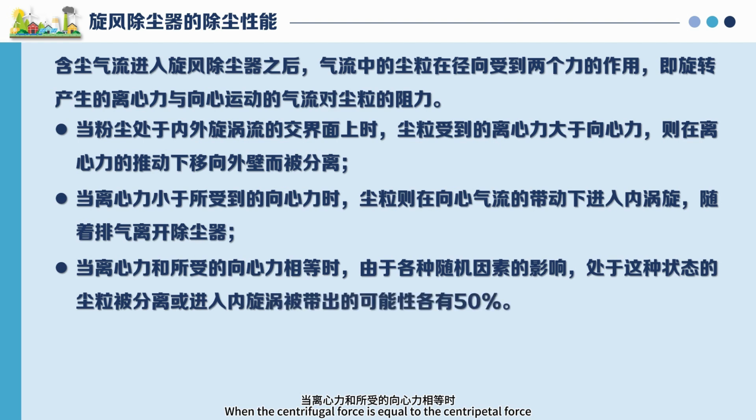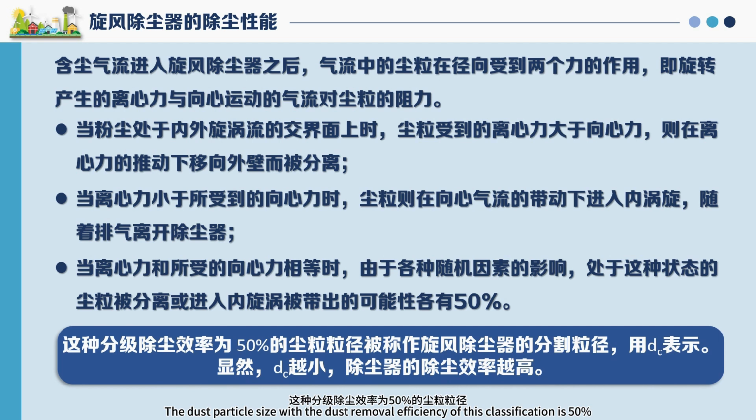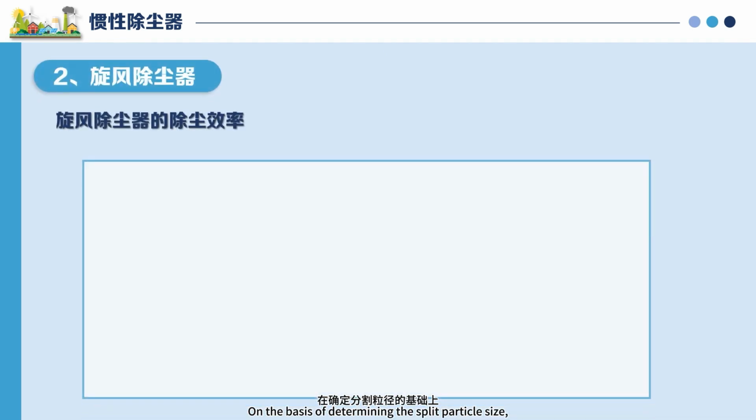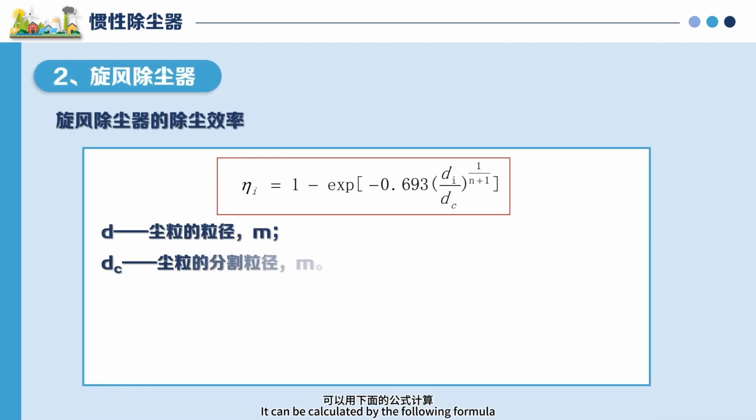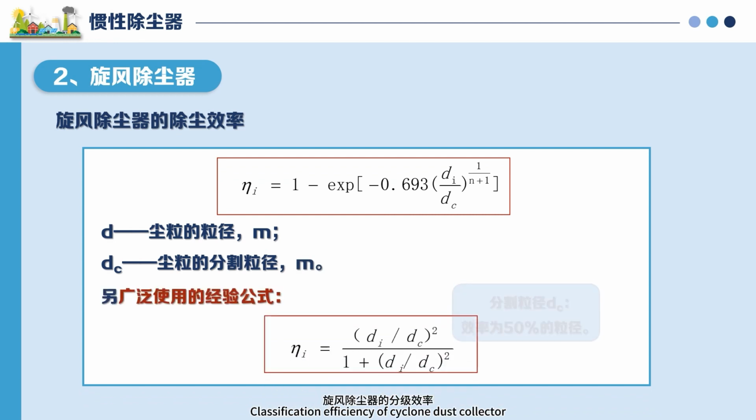When the centrifugal force is equal to the centripetal force, due to the influence of various random factors, the dust particles in this state are either separated or enter the inner vortex. There is a 50% chance that they will be brought out. The dust particle size with the dust removal efficiency of 50% is called the split particle size of the cyclone dust collector. On the basis of determining the split particle size, the classification efficiency of the cyclone dust collector can be calculated by the following formula.